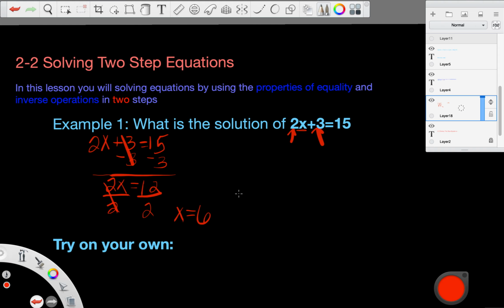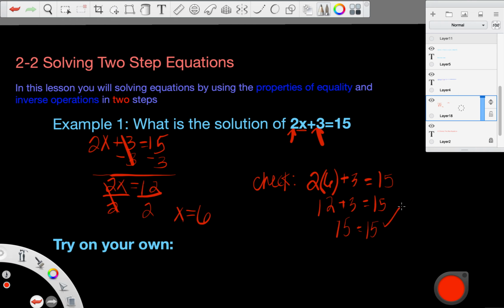Okay? Now again, we always want to plug back into the original equation just to check it. So let's just check quickly over here on the right. We have 2 times x, our x is 6, and we want to make sure of it, plus 3, and we want to see if that equals 15. 2 times 6 is 12, plus 3 is 15. And it is true. 12 plus 3 is 15. So we are good. Okay?